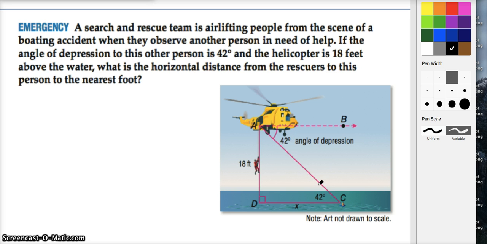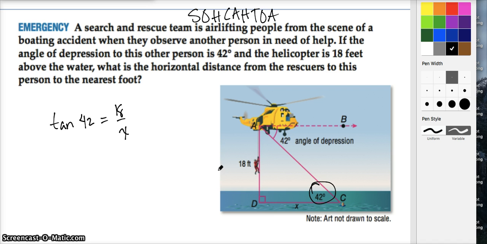Let's see what we need to do. We're standing at this angle. We're still going to keep in mind our memory device, our mnemonic device, SOH CAH TOA, to help us remember the relationships. And we're going to use what we've got to get what we want. And this looks like another opportunity to use tangent. The tangent of 42 degrees is equal to, in this case, 18 over x.